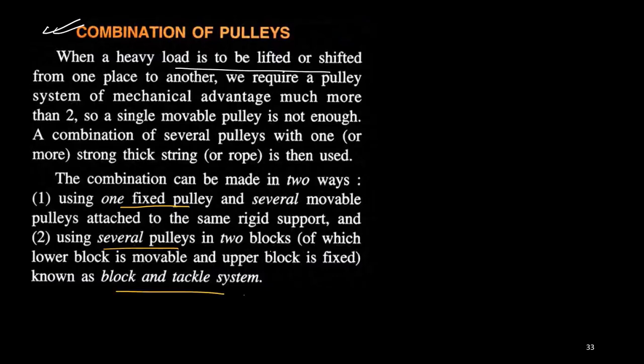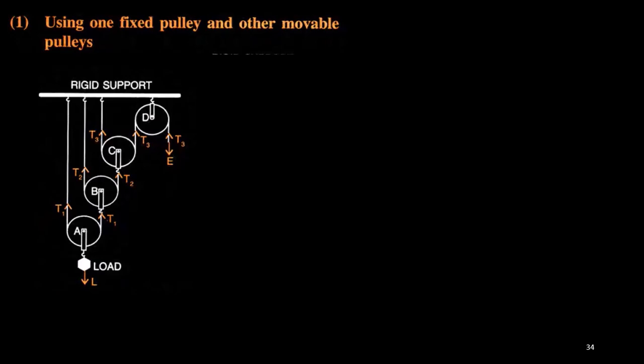First we discuss the first setup. This is the first setup: one fixed pulley, let us say pulley P1, is the fixed one. All the other pulleys, three pulleys, are movable pulleys. At the end of the fixed pulley you are pulling, that means here you are applying the effort. And the last pulley is connected with the load.